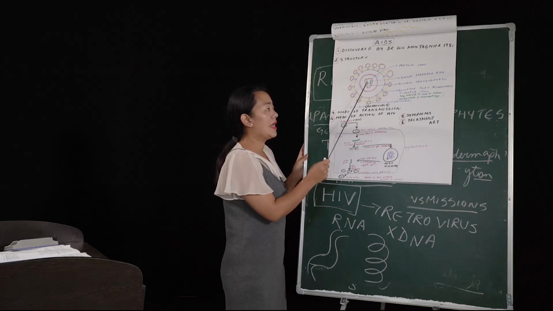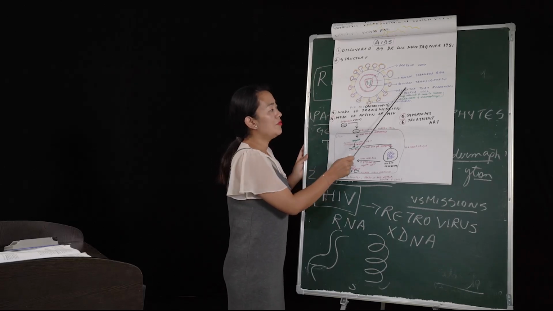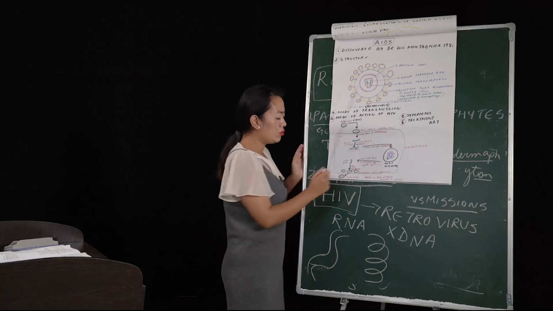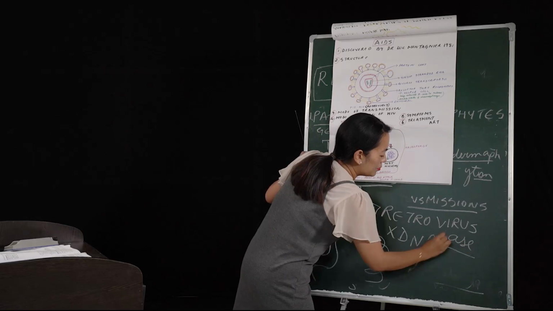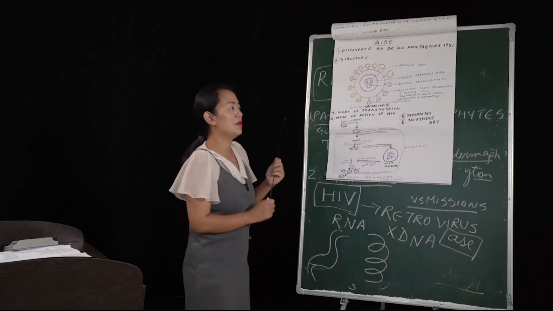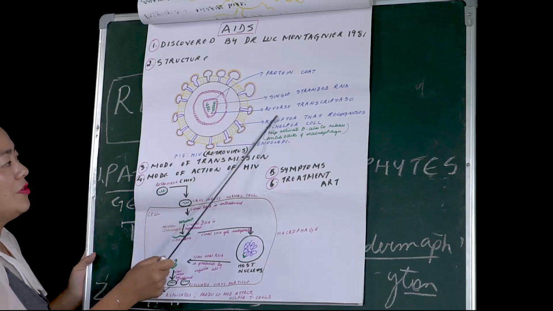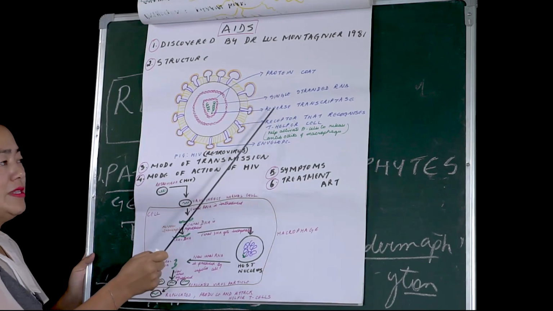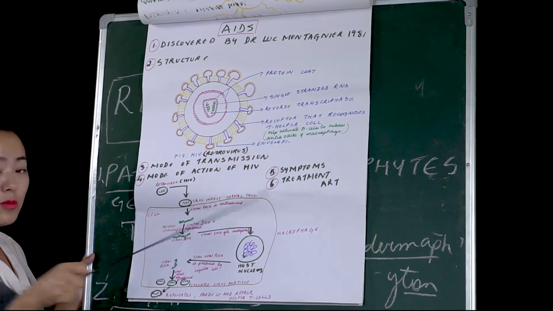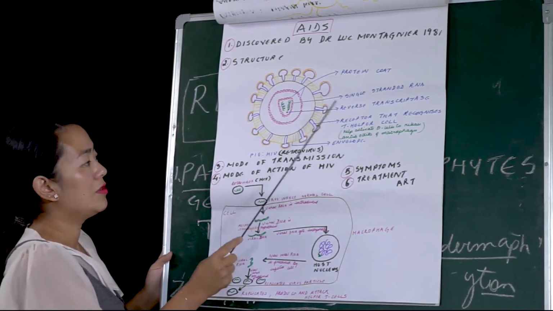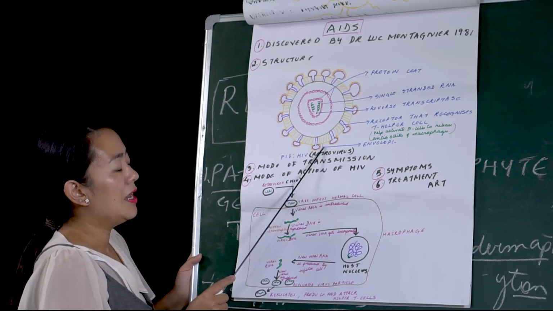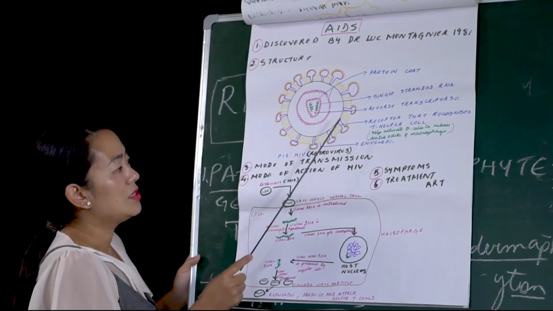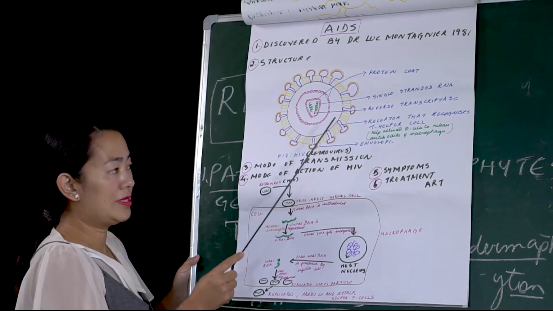Besides this, there is an enzyme called reverse transcriptase. Always remember, whenever a name ends with ASE, that means it is an enzyme most of the time. So why is the enzyme present here? We'll talk about it later, okay? Besides this, there is an envelope and the receptor that recognizes T helper cells.